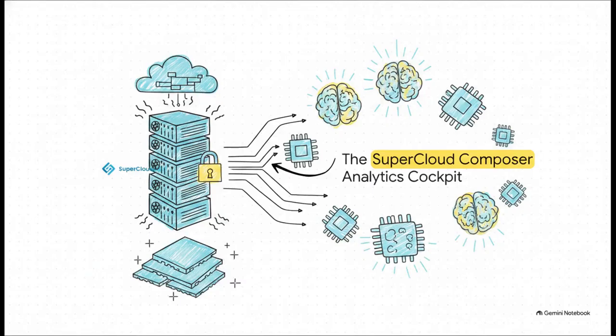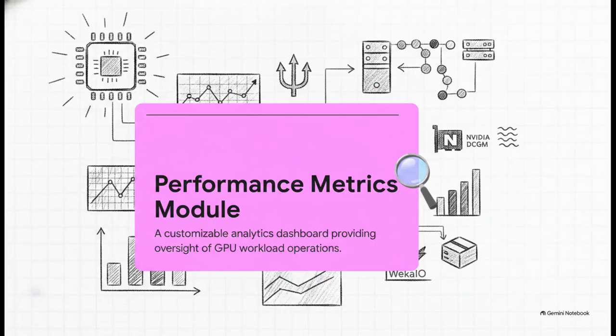Let's be real for a second. Managing massive AI and GPU clusters can feel totally overwhelming, right? You've got thousands of compute hours, massive thermal outputs, and let's not forget, incredibly expensive silicon to keep track of. But SuperCloud Composer, or SCC, really steps up here as the ultimate solution. It essentially hands you the keys to a powerful, centralized machine. You can monitor and manage the whole shebang from a single pane of glass without losing your mind in the process. Specifically, we're focusing on the Performance Metrics module today.